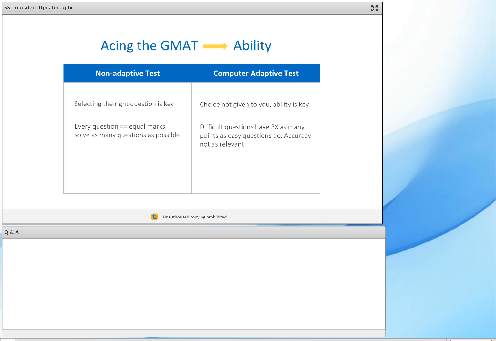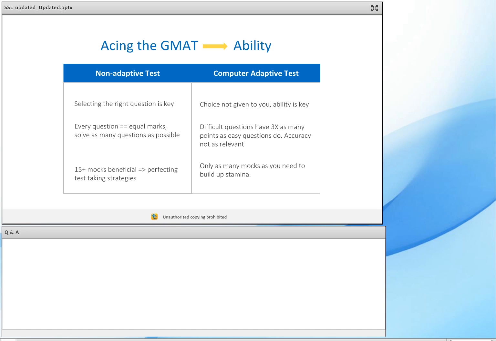On a non-adaptive test such as the CAT, every question carries the same marks. So the way to ace the test is to solve as many questions as possible. On a computer adaptive test, difficult questions carry 3 times as many marks, and because of this, accuracy is not as relevant.